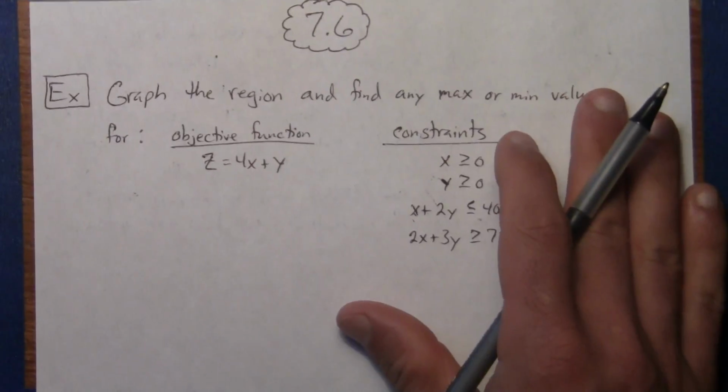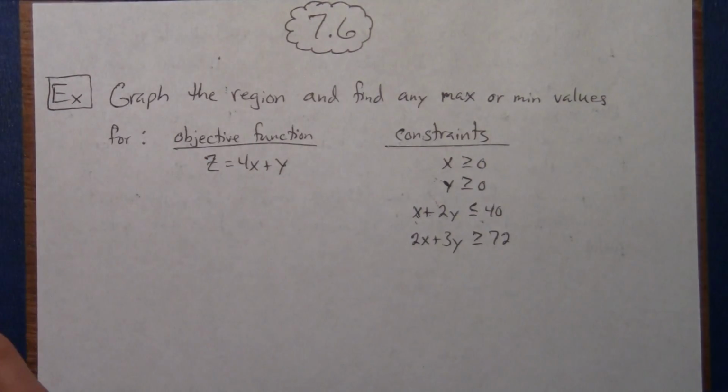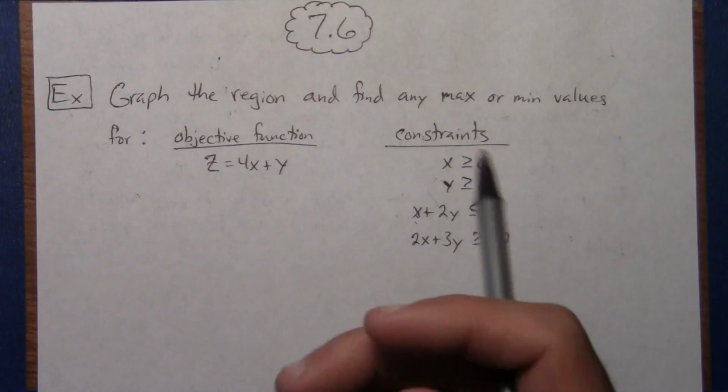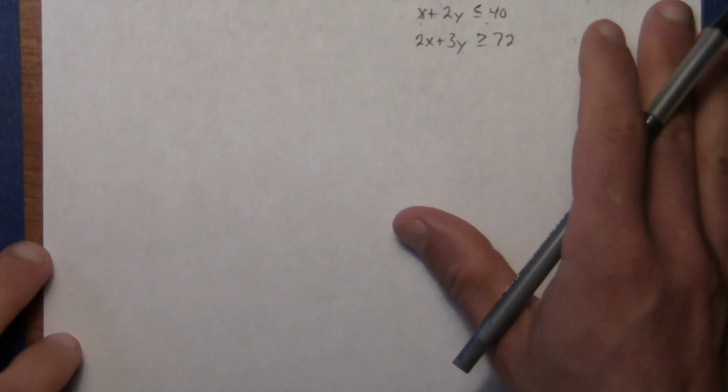Alright, so back to the first one. Going to ask us to graph and then find any max or min values, or when they say find the feasible region, that means graph and find the shaded region. So I'm going to go ahead and give myself a graph here.